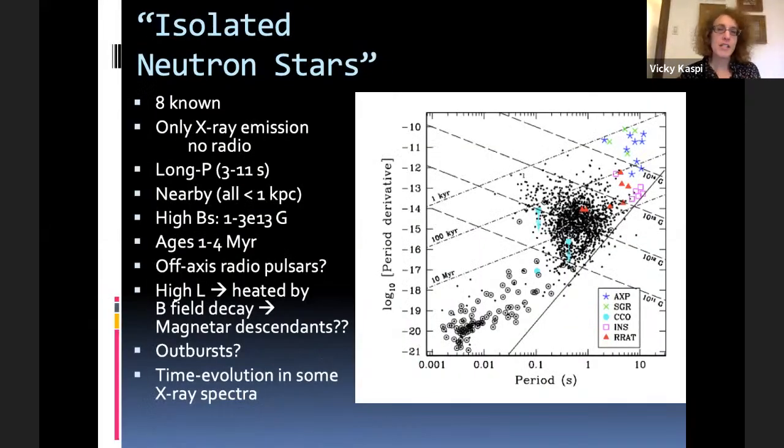And just finally, in terms of transition objects, these isolated neutron stars, Nanda mentioned that these are the ones that sit here in the P-Pdot diagram, the pink boxes. There's only about 8 of these known. They don't show radio emission. They have long periods and high-ish magnetic fields. But they're all quite close and pretty hot. Why should these very nearby neutron stars all have high-ish magnetic fields? Well, the thought is they're actually off-axis radio pulsars that were previously magnetars and still are kept hot by residual heat from field decay. They have interesting time evolution in some of their X-ray spectra. I just wanted to mention that for this time domain conference.